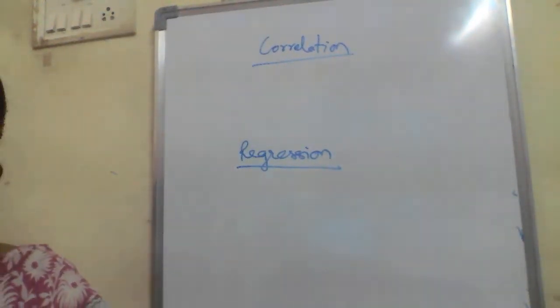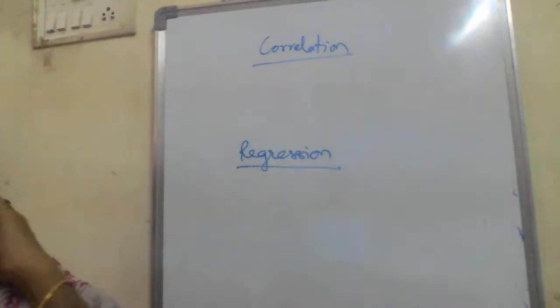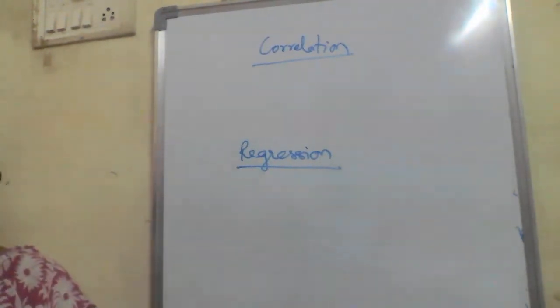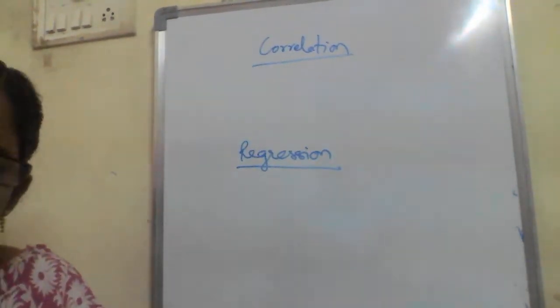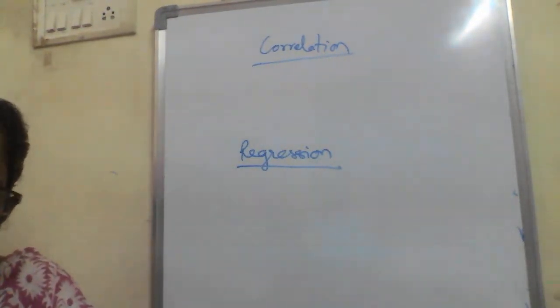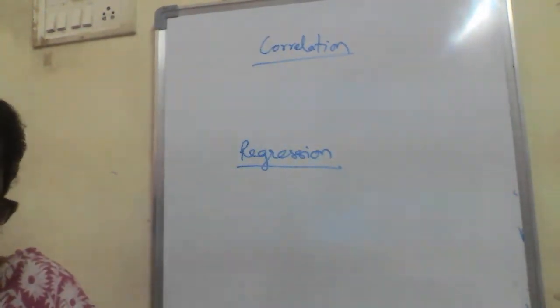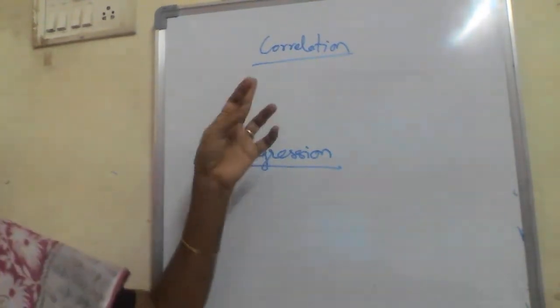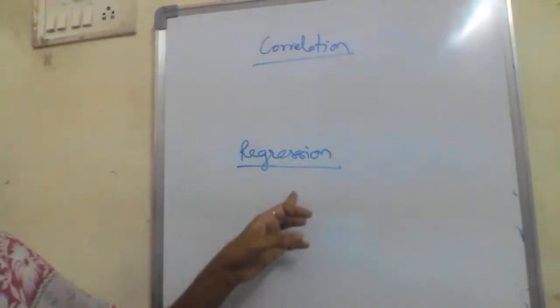Hello students, this is the next unit, unit 5. In the last session I have given you the topics of correlation. The different types of correlations I have given in the notes. So, just a brief on correlation and regression.